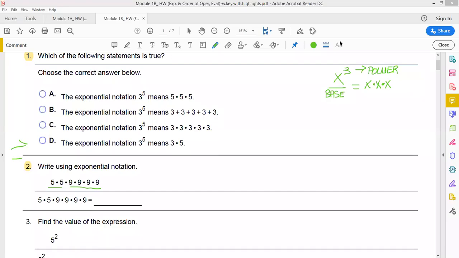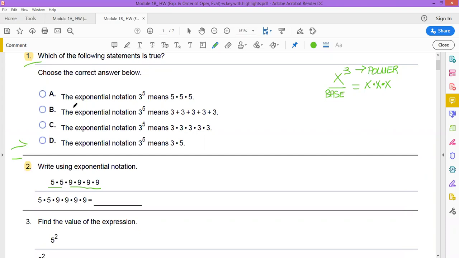All right, everyone, this is the MAT0022 Module 1B notes for the homework. And we're going to work on the highlighted problems starting with number 1. And the question says, which of the following statements is true? Choose the correct answer below.